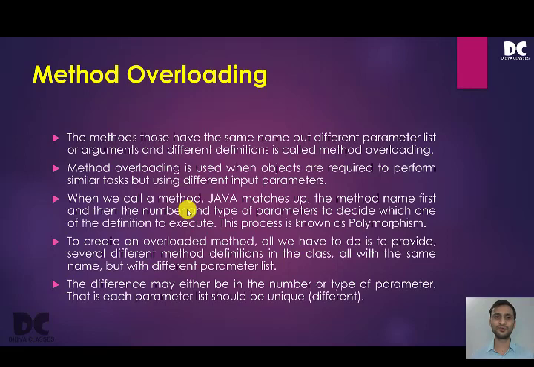But you are sending only one value this time. So again it will get confused in the first 2 functions. Then it will check for the data type of the parameter. And this process is known as polymorphism.